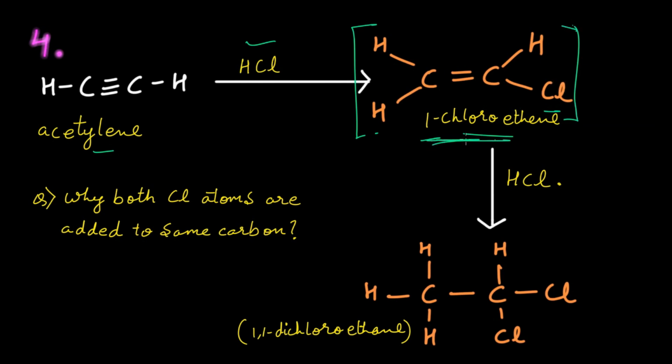Now when again this molecule is treated with HCl, this will follow Markovnikov rule. In this case, hydrogen is positive and chlorine is negative. So according to Markovnikov rule, the positive part will attach to that carbon that has higher number of hydrogen. I repeat again, the positive part will attach to that double bonded carbon that has higher number of hydrogen. So in this case, this carbon has two hydrogen, this carbon has one hydrogen. So hydrogen will attach to the second carbon, right? And you will get 1,1-dichloroethane because chlorine will get attached to the same carbon, right? So this is the fourth reaction.